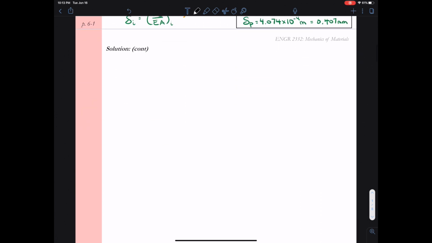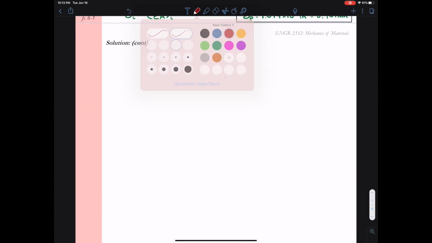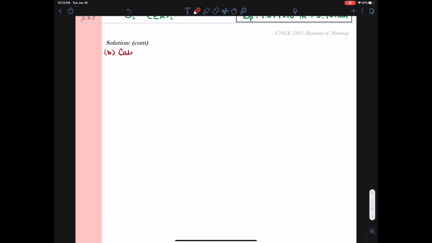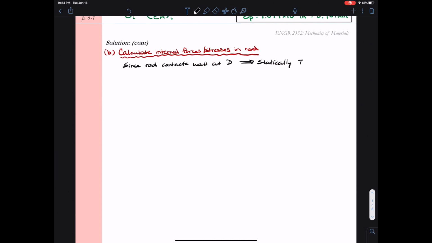The next part of the problem asks us to calculate the internal forces in each of the segments. So we're asked to come up with the internal force and the internal stress in segments AC and CB. Well, now that we know that the rod makes contact with the wall at D, the problem becomes statically indeterminate because now we have support reaction AX and support reaction DX, but we only have the one sum of forces in the x equation to solve. So we have two unknowns, but only one equation, so it's statically indeterminate.